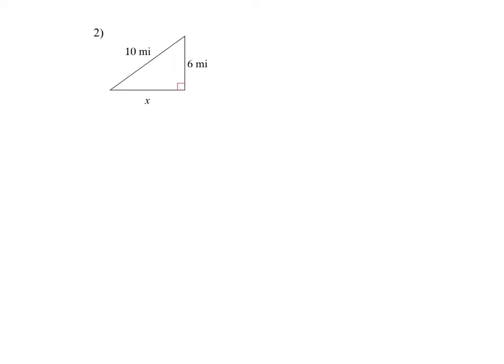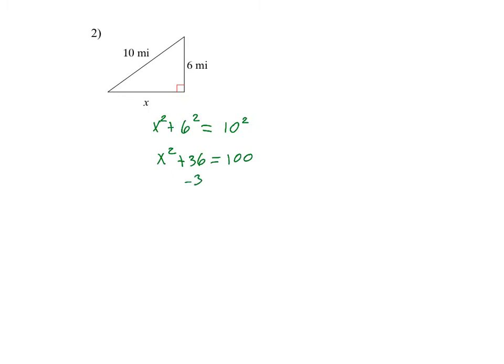So number 2, again, x squared plus 6 squared equals 10 squared. So x squared plus 36 equals 100, minus 36. X squared equals 64. So the square root, x equals 8 miles, right? This is also a multiple of a Pythagorean triple, right? So this is 8 miles.